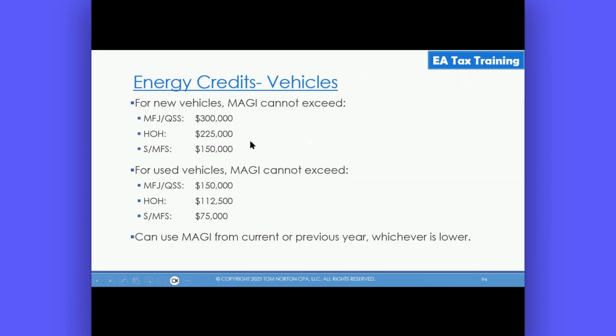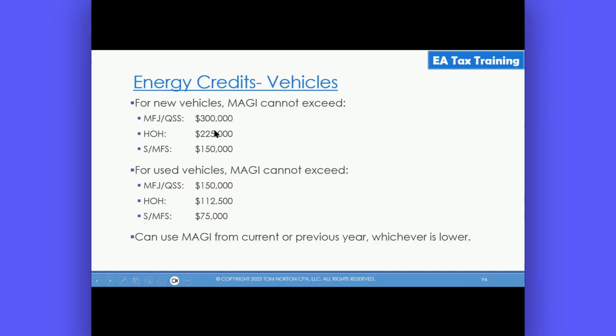The adjusted gross income thresholds that we talked about. Again, this is a threshold, not a phase out. So if you are married filing jointly or qualifying surviving spouse, if your adjusted gross income is under $300,000, you can take the credit for a new vehicle. If it is over $300,000, you cannot take the credit. There is no phase out.